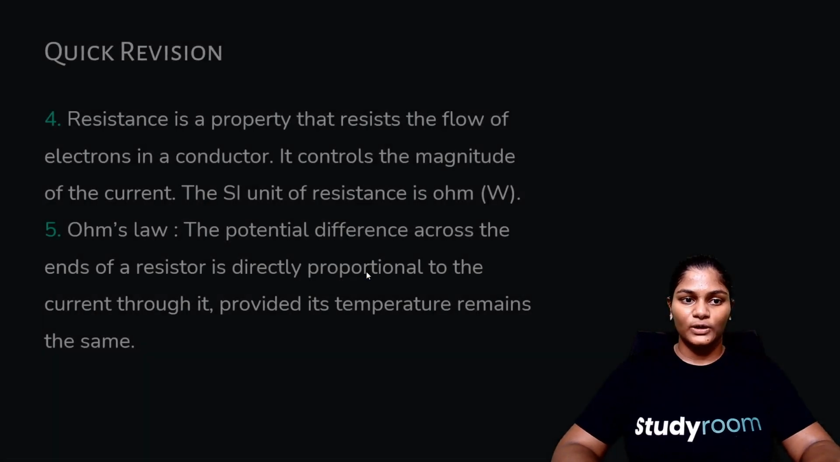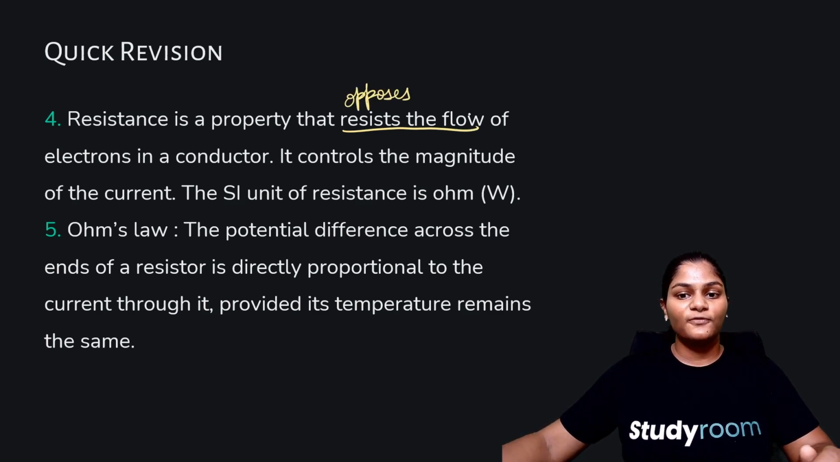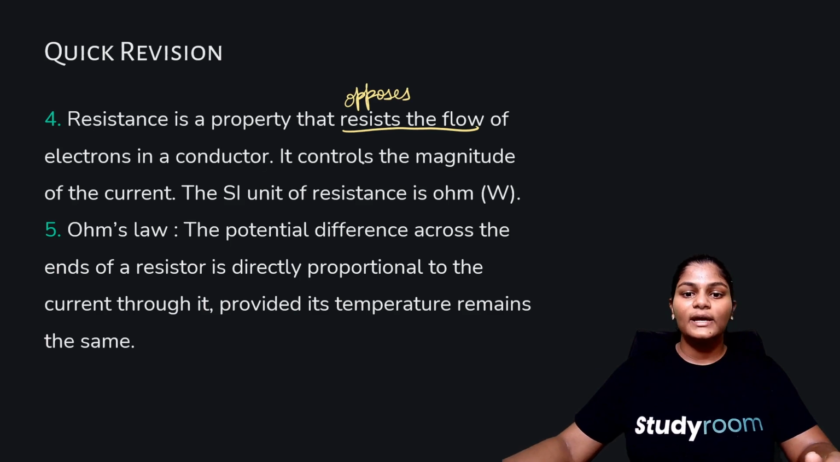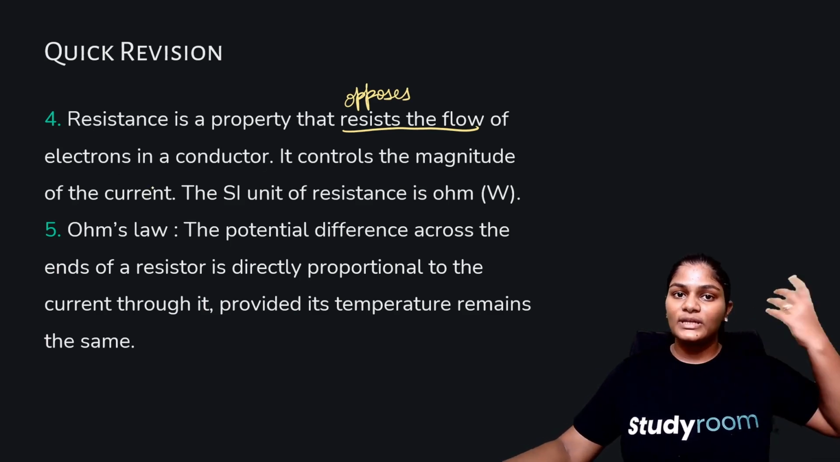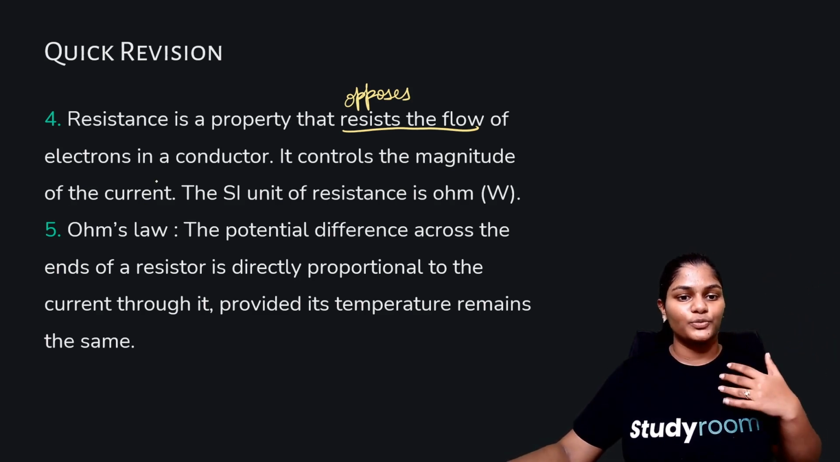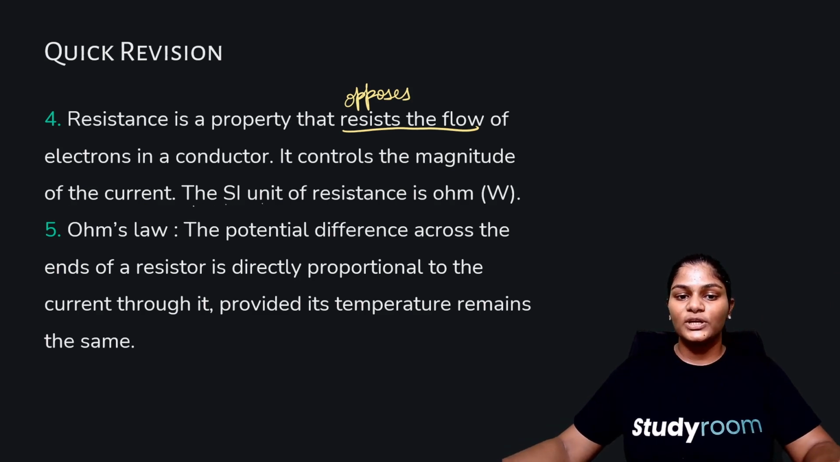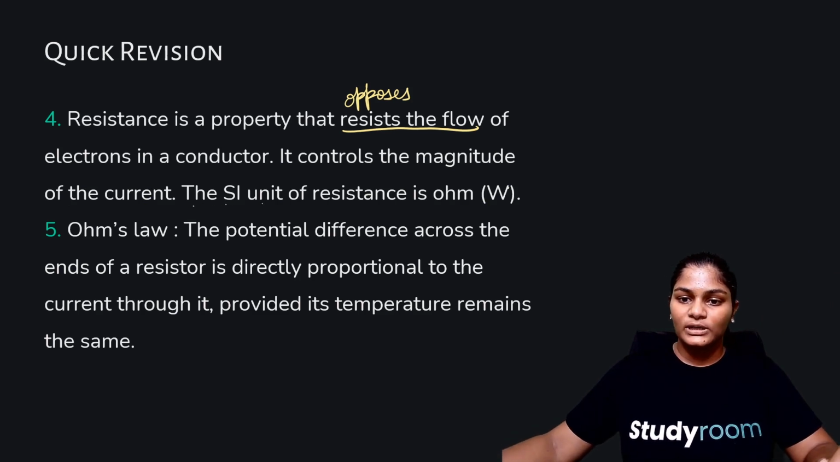Okay, moving on. Fourth point says resistance is a property that resists the flow, or as we said, opposes the flow of electrons in a conductor. It controls the magnitude of the current. Because more the resistance, obviously current is going to find it more difficult to flow through it. So current depends on the resistance also. The SI unit of resistance is ohm. This unit is wrong. This is watts. Ohm is represented by this.